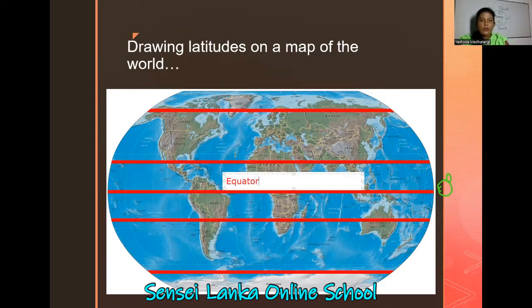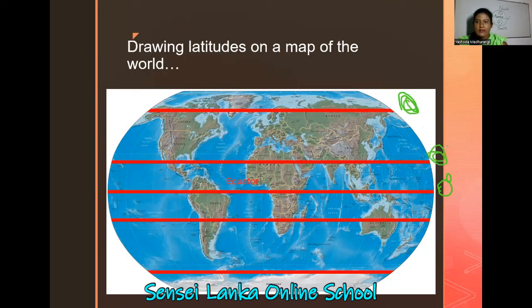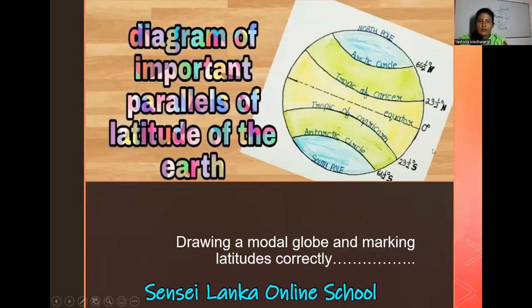Then you can write Tropic of Cancer, Tropic of Capricorn, Arctic Circle, Antarctic Circle. Then here on both sides you can write the values, if it is a world map. This is the way to draw them on the world map. Earlier I explained how to draw them on the model globe, on a paper. If not, in a plastic ball or a polystyrene ball, you can do it.